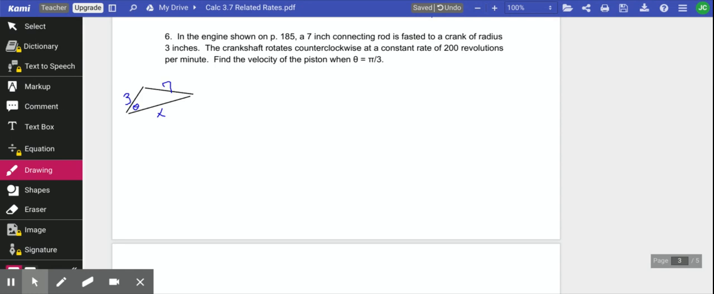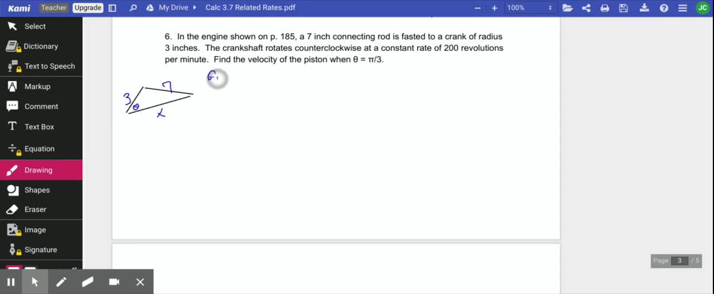Obviously, that's a constant because it's a rod. And it's fastened, sorry about the typo, to a crank of radius 3 inches. And that's also a constant. So the crankshaft rotates counterclockwise at a constant rate of 200 revolutions per minute, and we want to find the velocity of the piston when theta equals pi over 3. Again, look at the picture, you'll see better what's going on.